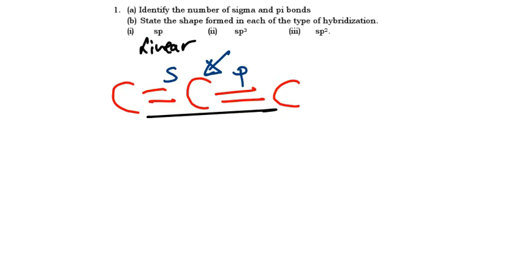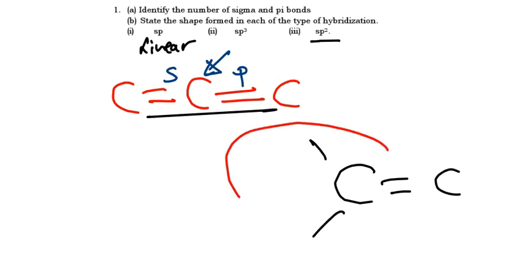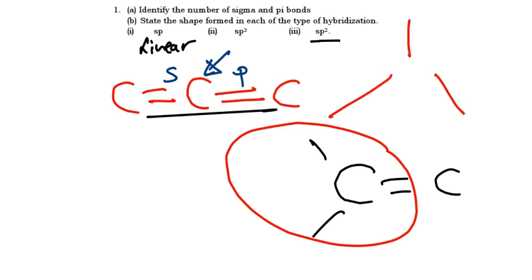I'll skip to sp2. For sp2, I already showed you an example where you've got a double bond like this, and then you've got hydrogens. Focus on this part alone. Those are 3 connections, something that is coming out like this. What shape is that? Trigonal planar.